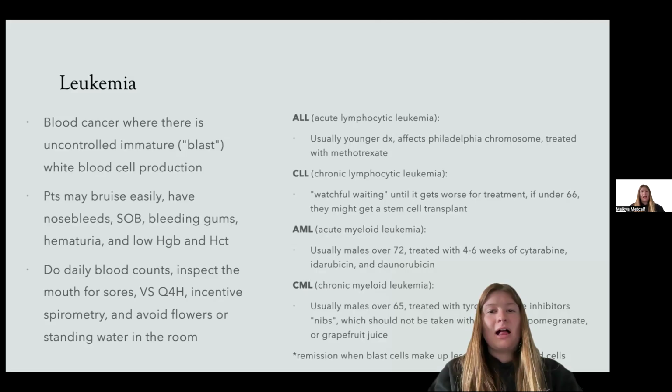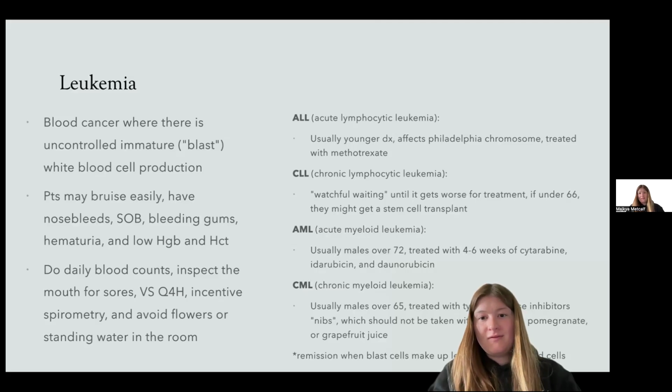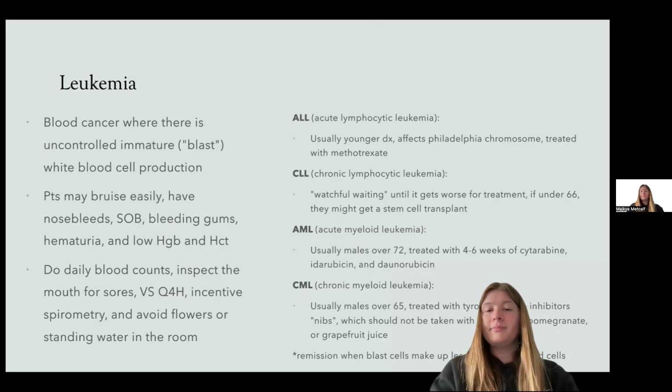Then we also have CLL, which is chronic lymphocytic leukemia, and this one is typically a little bit older adults. We're going to implement watchful waiting, so that's when we just sit around and wait for it to get to a point where we can actually treat the cancer. When patients are under 66 years old, they might get a stem cell transplant to treat this.